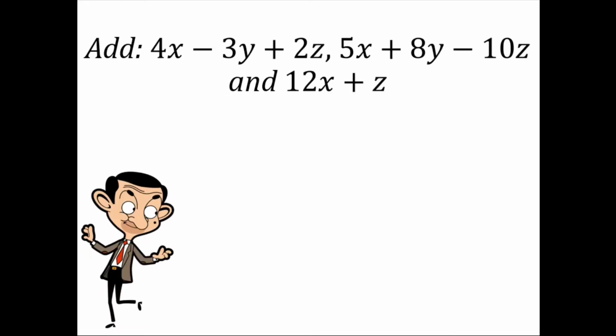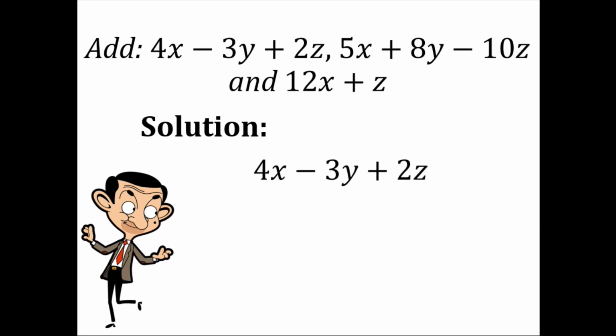Add 4x minus 3y plus 2z, 5x plus 8y minus 10z, and 12x plus z. There are 3 polynomials to be added, so we write them in vertical form so that it is easier for us to see the similar terms. The first polynomial is 4x minus 3y plus 2z. The second polynomial is 5x plus 8y minus 10z. I wrote it that way because 4x and 5x are similar, so they should be on the same column. Same with negative 3y and 8y. Same also with 2z and negative 10z.